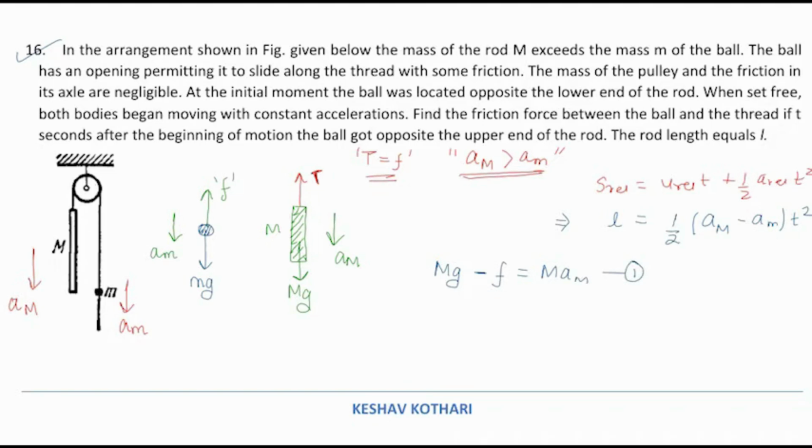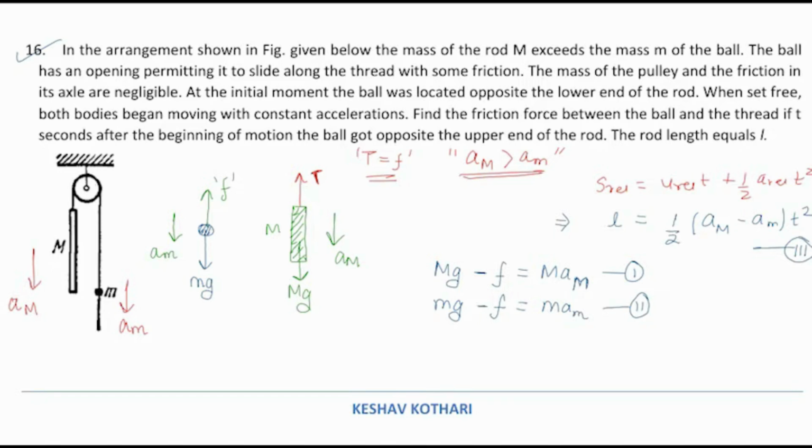And for the small mass m, mg is acting in the downward direction, which is balanced by the frictional force between the bead or the ball and the thread, and this is equal to m times a small m. This is the acceleration of capital M, and this is the acceleration of small m. So this is the second equation. Apart from this, the relative equation we number as equation number 3.